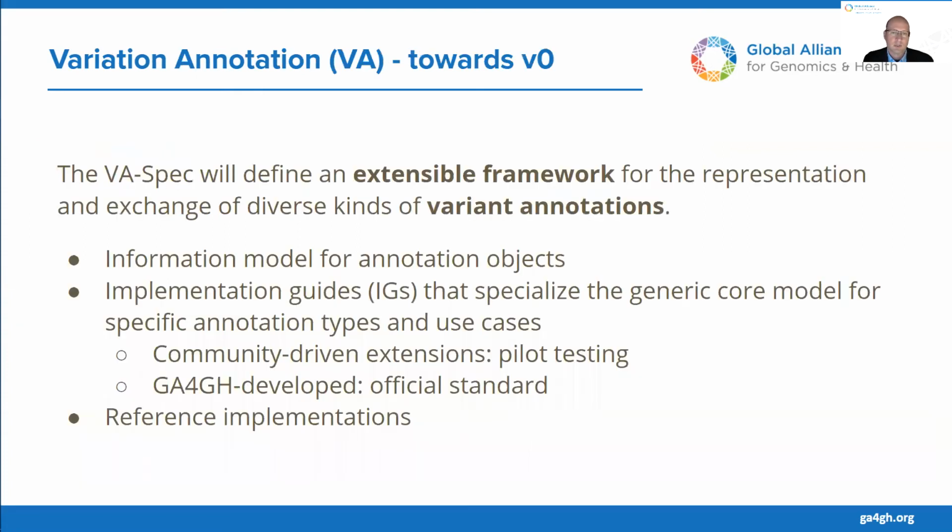Our second subgroup is the Variation Annotation group, which is defining an extensible framework to support the representation of annotations related to molecular variation. The framework includes an information model that defines objects used within annotation statements, implementation guides that define specializations for specific types of annotations, and reference implementations of these. Because of the diversity of annotations that could be made in reference to variants, we plan to use a 2-stage approach where community-driven extensions are developed and piloted, and then used to seed official extension of the VA models.